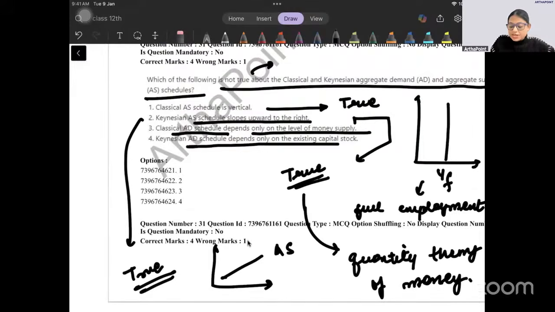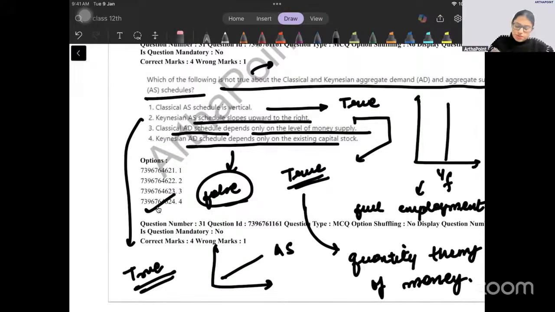Keynesian AD schedule depends on the existing capital stock. This is false. क्योंकि हमने AD schedule को derive करने के लिए we studied a complete analysis. हमने consumption function पढ़ा था, investment function पढ़ा था. So we studied a complete model around the Keynesian theory, right? So this statement is a false statement.